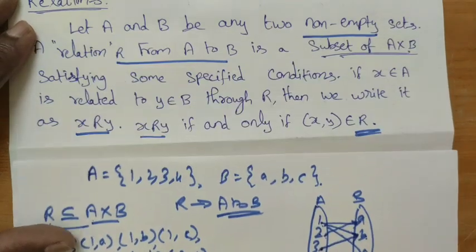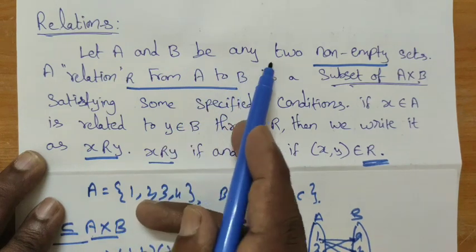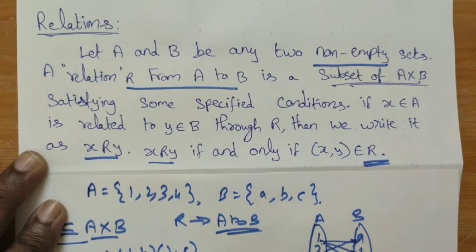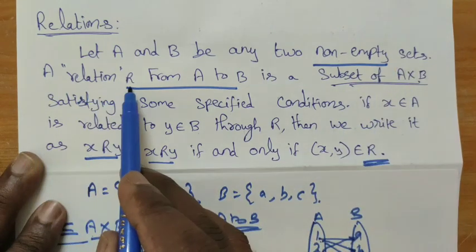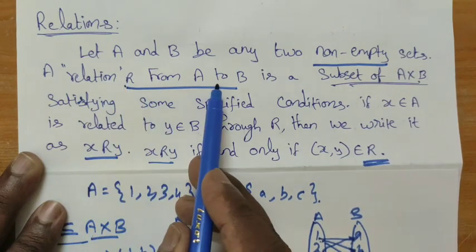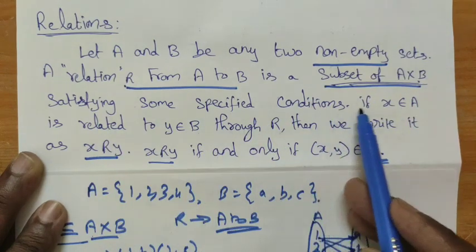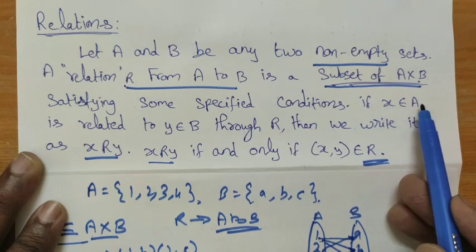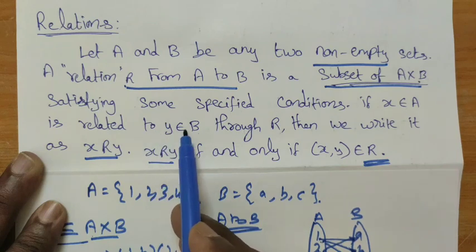Now let's check the definition for this relation. Let A and B be any two non-empty sets, that is the condition. If one of the sets is empty, we cannot find the Cartesian product and also we cannot find the relation. So both of them must be non-empty sets. A relation, which we denote as R from A to B, is a subset of A cross B that satisfies some specific condition: the first element X belonging to the first set is related to the second element, that is Y belonging to B.